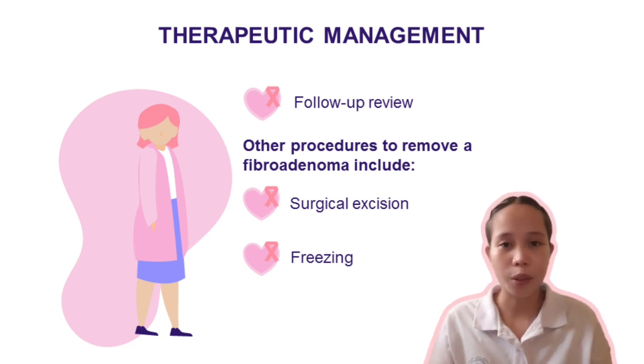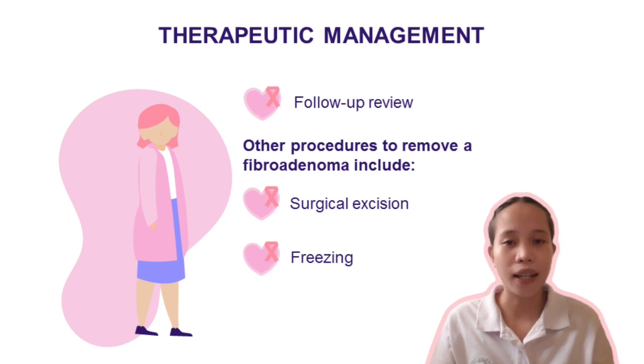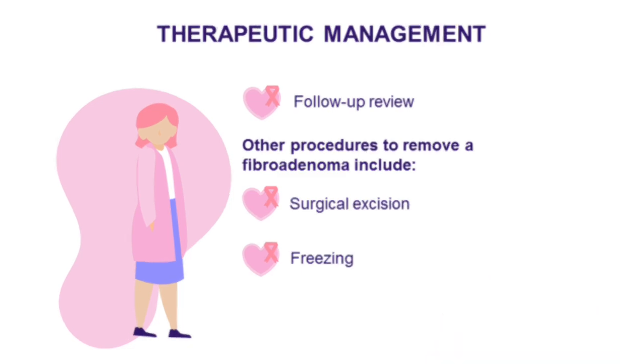Other procedures to remove a fibroadenoma include cutting it out. A surgeon uses a knife to remove the entire fibroadenoma. This is known as surgical excision. Next is the freezing. A thin device like a wand is inserted via the skin of the breast to the fibroadenoma where the device gets very chilled and freezes the tissues. This procedure helps to destroy fibroadenomas.